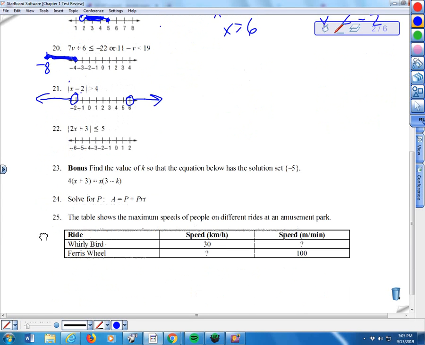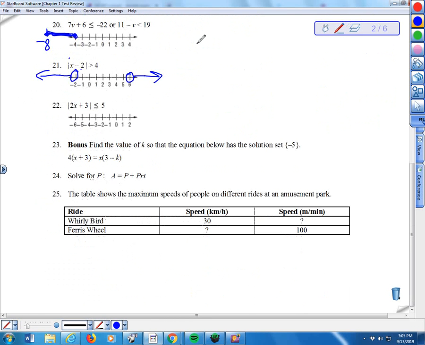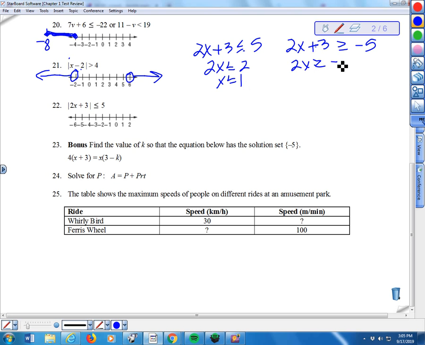Same thing here. I've got to set up 2 different ones. 2x plus 3 is less than or equal to 5, or 2x plus 3 is greater than or equal to negative 5. Subtract 3, 2x is less than or equal to 2. Subtract 3, 2x is greater than or equal to negative 4. So it's less than or equal to 1, greater than or equal to negative 2. And it's closed in between.